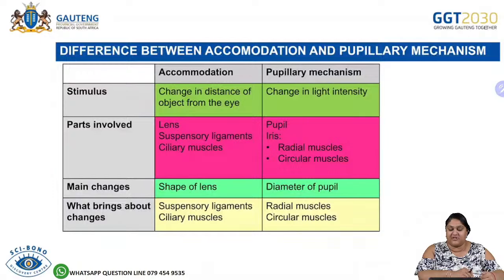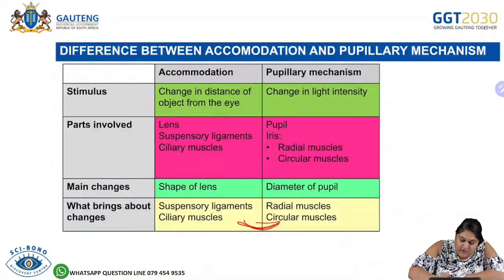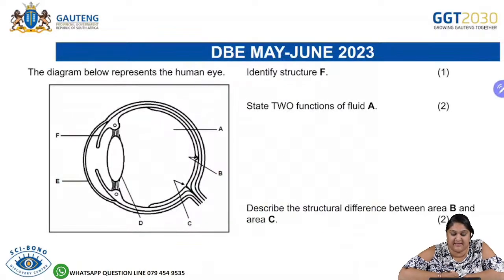And what brings about the changes is that in accommodation, the suspensory ligaments and the ciliary muscles are working here. And in the pupillary mechanism, we have radial muscles and circular muscles. So these are the ones that learners confuse. Okay, please make sure you know that and you have your ducks in a row.